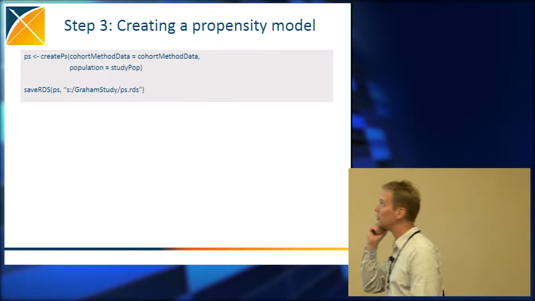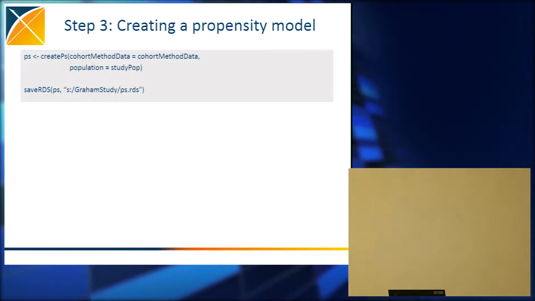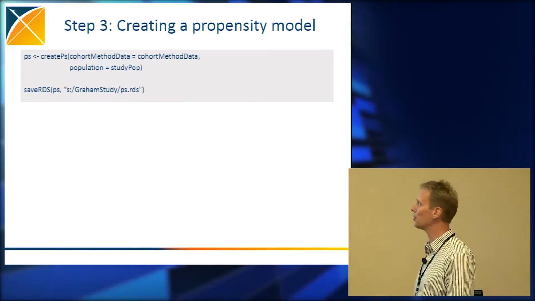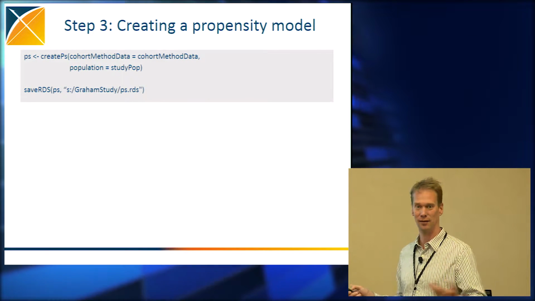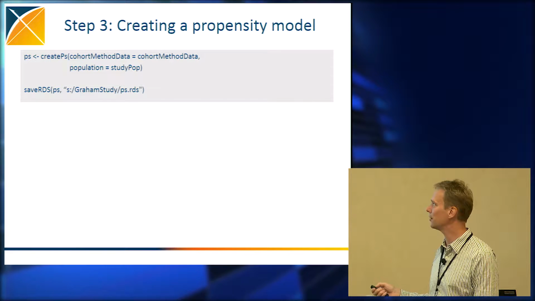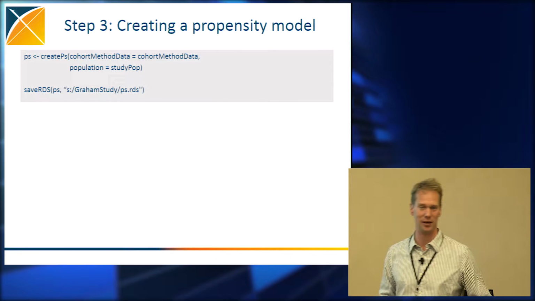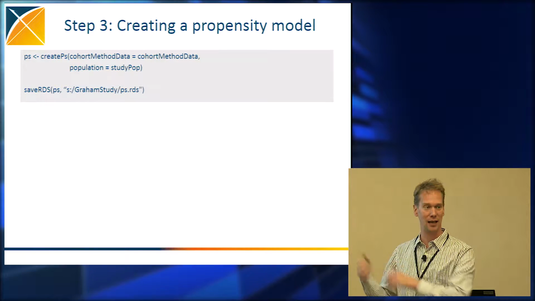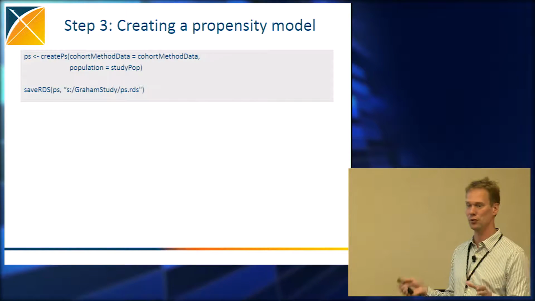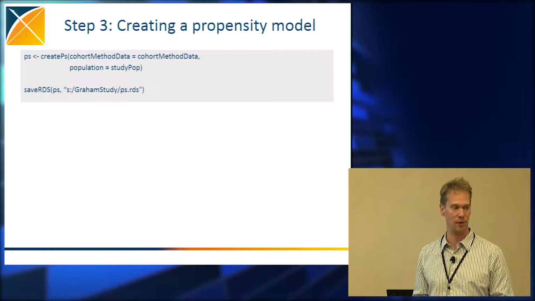All right, now we need to create a propensity model, and that's actually, in general, pretty easy. I call this function createPS, and I give it the CohortMethod data object that I created in step 1. I feed it the study population object that I created in step 2. And you can just leave it like that, and it will use the default settings and fit the propensity model.